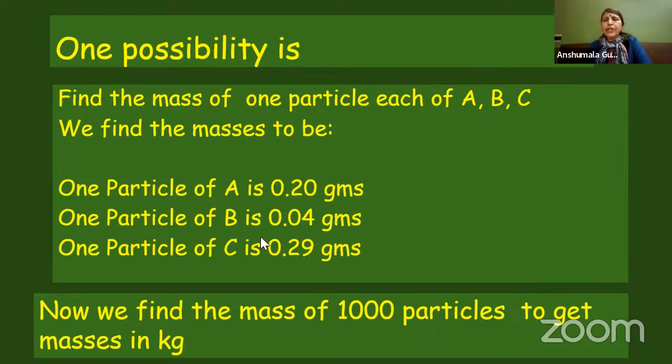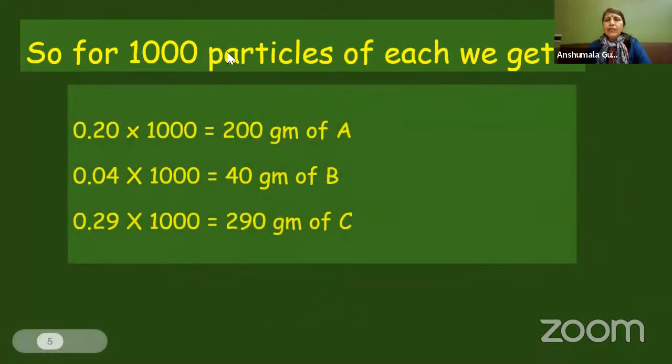this number. Suppose you've got 0.2, 0.04, and 0.29, you just multiply each with 1000. So if you multiply each with 1000, what you get is 200 grams of A, 0.20 gram into 1000, 200 grams, and this 40 grams, and this gets 290 grams. You can multiply by 1000, 10,000, or 100,000. You can take a sufficiently large number and multiply so that you get their weight in suitable, convenient units. Here I've taken 1000, but you can take 10,000 also.